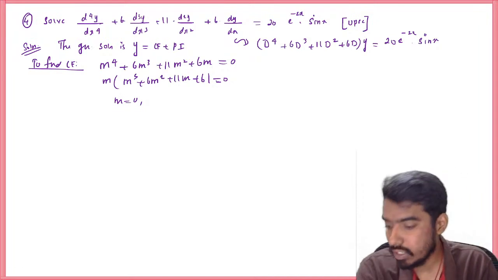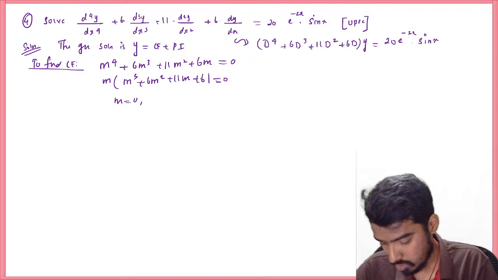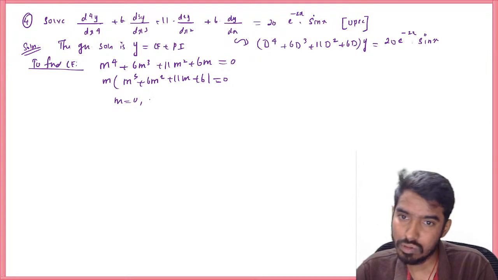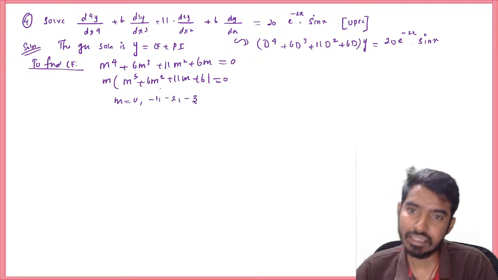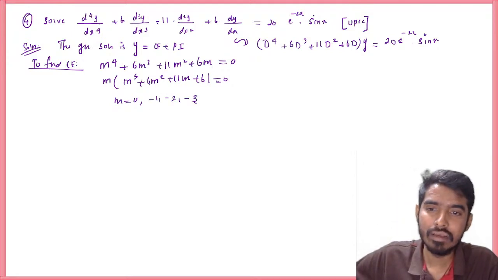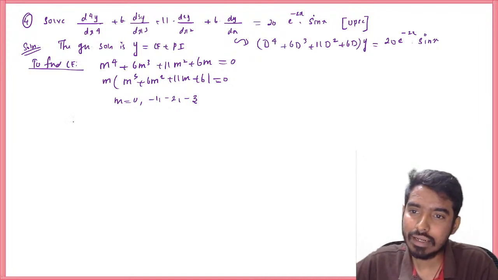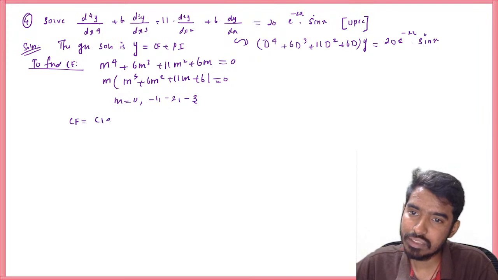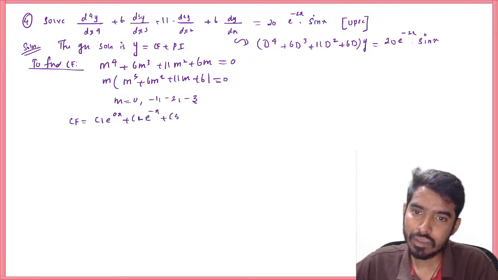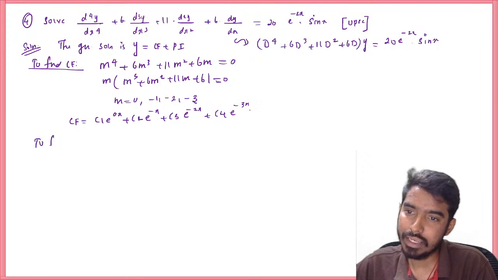Solve this equation, right? You will get the roots to be equal to -1, -2, -3. So minus 1 is 1 root clearly, and the other two roots by synthetic division. So these are the roots, all are real and distinct. So CF is C1 e power 0x, C2 e power minus x, C3 e power minus 2x, C4 e power minus 3x, right? Now we'll find PI.